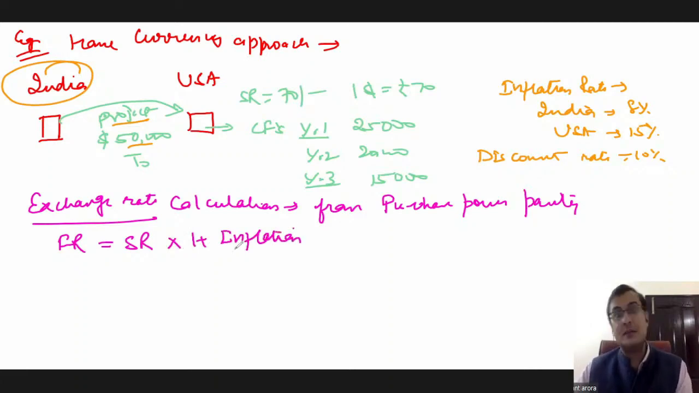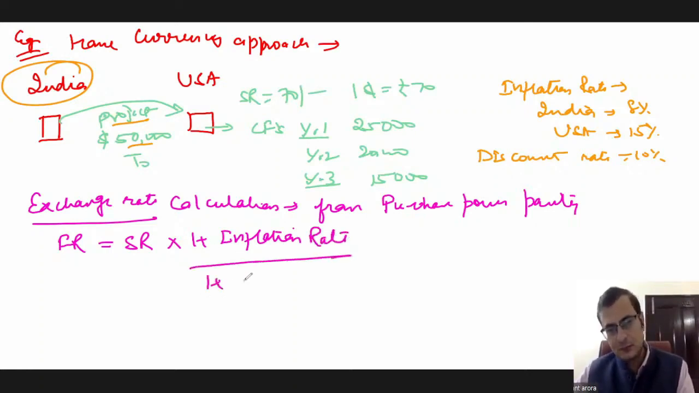Sir, it was interest rate, but the interest rate was in IRP. It is inflation in purchase power parity. Sir, formula remains the same, absolutely the same. Only this inflation gets changed. Sir, so that logic, which comes in the numerator, which comes in the denominator, remains same as per IRP. Yes. Okay. 1 plus inflation rate over 1 plus inflation.